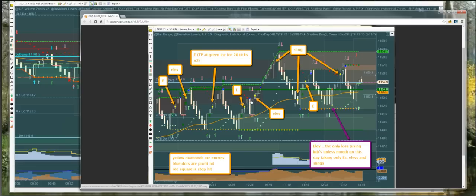Okay, so we're going along. We have an elevator here. So the entry is at least a tick above the high of that elevator bar. So I got in, went for 10 ticks, and I was really cautious right here at the green ice. It may bounce right off that green ice and go down. So there I'm really going to bring my stops up and be close.